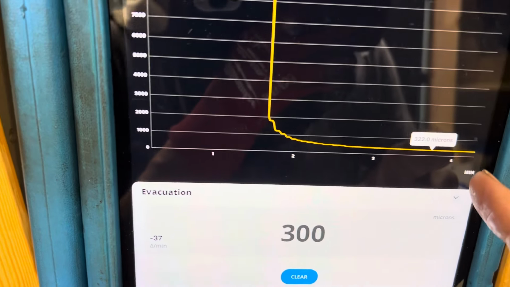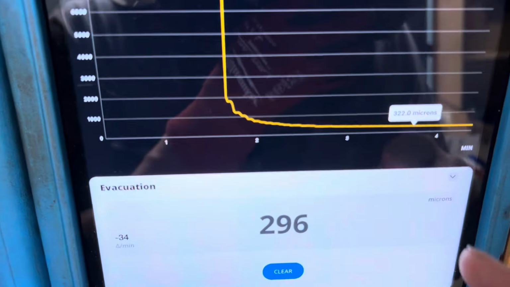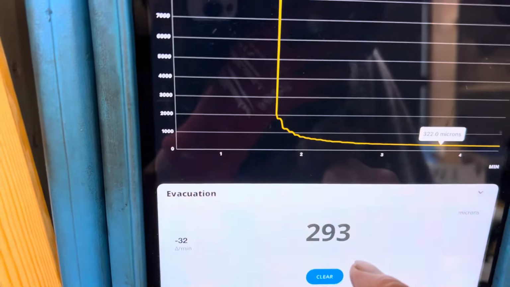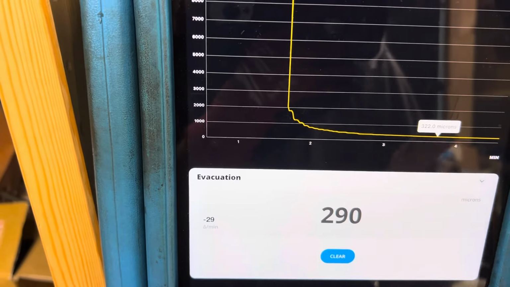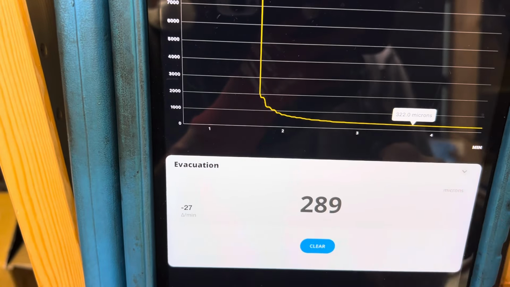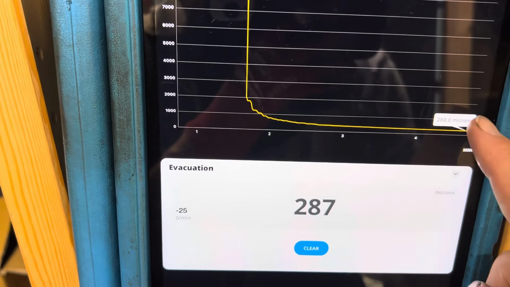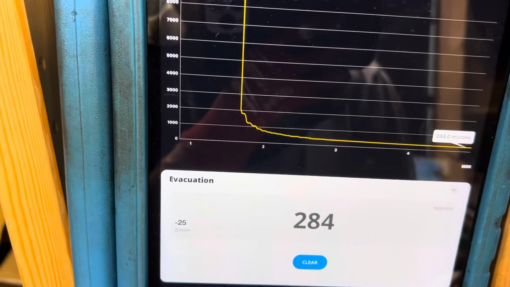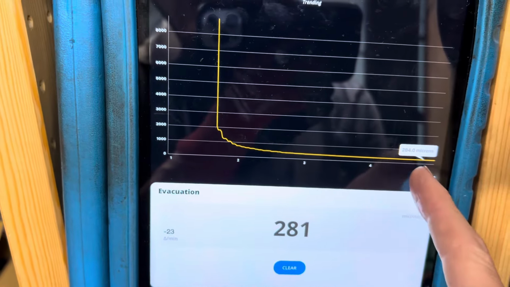Now we're approaching the 3 minute mark. And as we approach the 3 minute mark, you already see we're at 294 microns. Compared to the 2 CFM vacuum pump, we were still at 1,000 microns at this point. So I'm going to call it right about there. 284 microns, it looks like, is roughly the 3 minute mark.